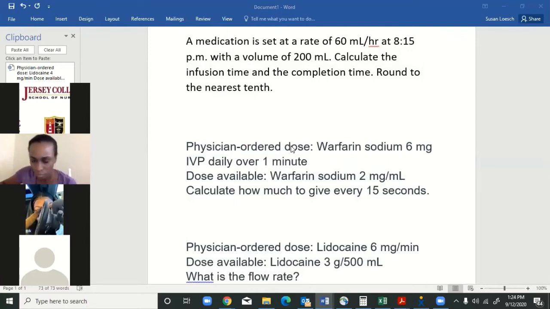So we have medication set at a rate of 60 mLs per hour at 8:15 with a volume of 200 mLs. And we need to calculate both the infusion time and the completion time and then round it to the nearest tenth. So the first thing that you have to figure out is we have 200 mLs, right? It's going at 60 mLs an hour. So how long will it take for that medication to get infused?